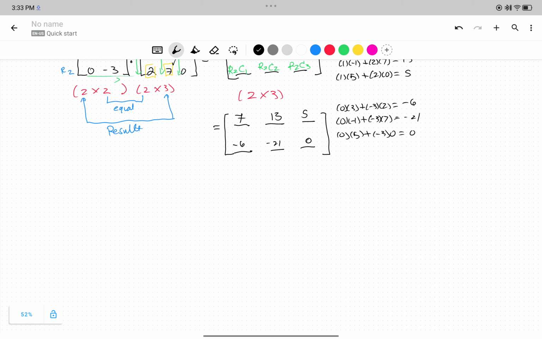All right, let's see. So I'll have to give you one for practice. That's the only way you can learn, if you actually do one of these. Let's say A is 1, 0, 3, negative 2, 1, and 5, and then B is going to be 2, 0, 1, minus 1, 3, and 4.